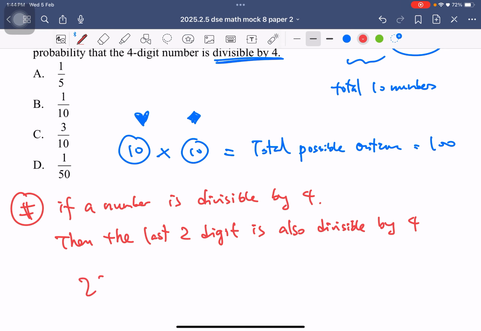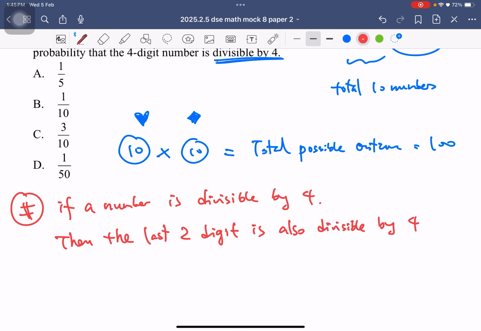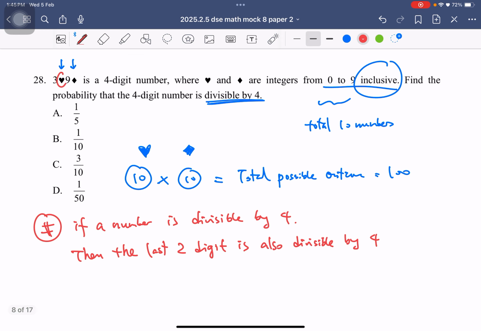So how about 2347778844444? Is this divisible by 4? Yes. Consider the last two digits. Yes, because the rest of the numbers are useless. You just need to consider the last two digits. Okay, understand? So, how many choices can the heart be? 10. So it doesn't matter.